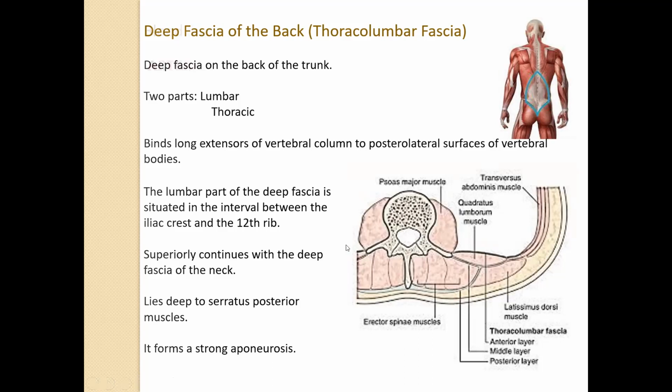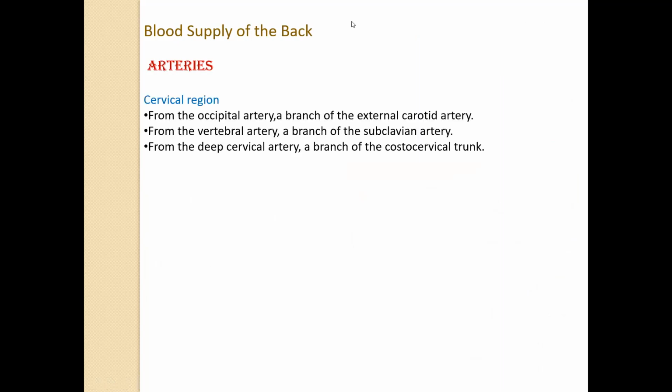Then let's go to the blood supply of the back muscles. So when we talk about the arteries supplying the back muscle, we can divide them into regions. So the back is a very broad area. You can divide it into cervical region, thoracic region, and lumbar and sacral regions.